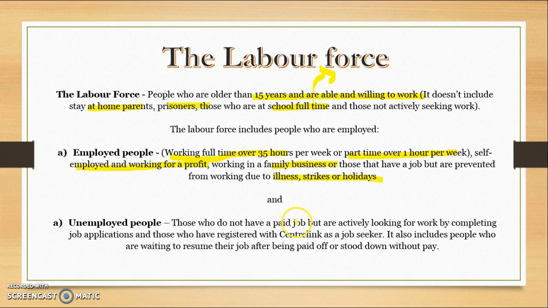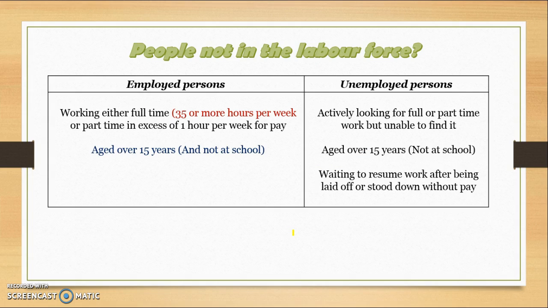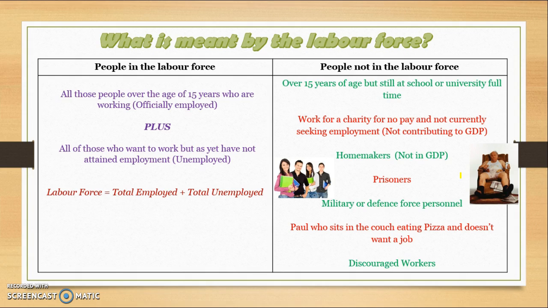Unemployed people are those that don't have a paid job but are actively looking for work. So they're completing job applications, they've registered with Centrelink, and it includes people that have been stood down from their job and are looking to start new work. So you have to be actively seeking work. Employed: persons working either full-time or over 1 hour per week and not at school. Unemployed: actively looking for work but unable to find it, aged over 15 years, and waiting to resume work after being stood down. The labour force, people who are in the labour force, is anybody that's employed plus anybody that's actively looking for work. So it's employed plus the unemployed.